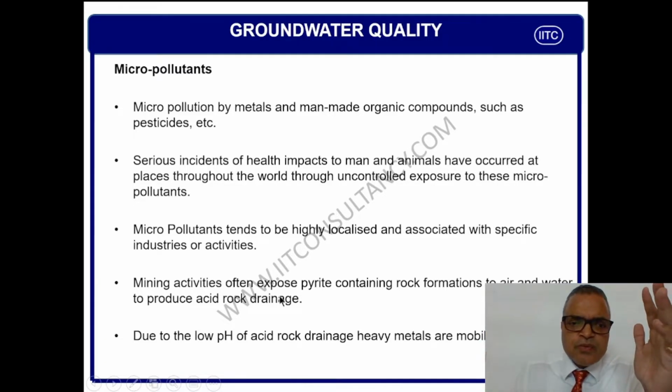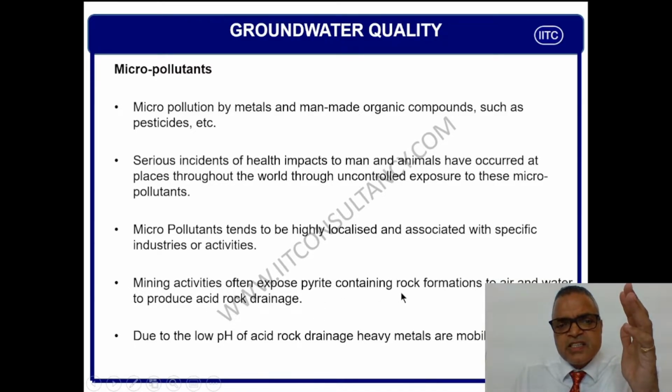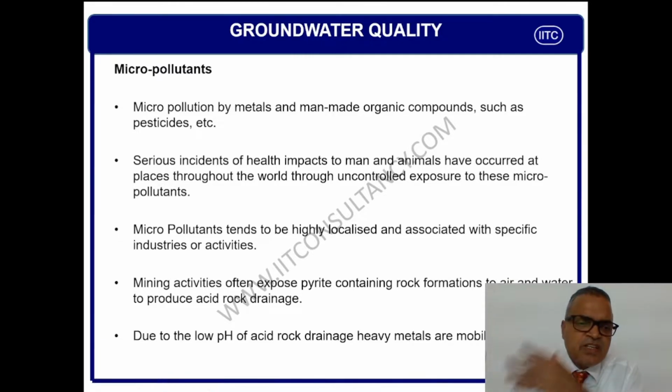Mining activities often expose pyrite-containing rock formations to air and water to produce acid rock drainage. So acid rock drainage, you can see that. Mining activities normally create this kind of pyrite-containing rock formation. So once these micropollutants are diffused in the water or groundwater, reversing and remediating it is very difficult.